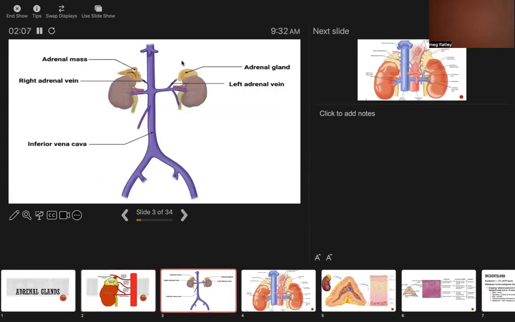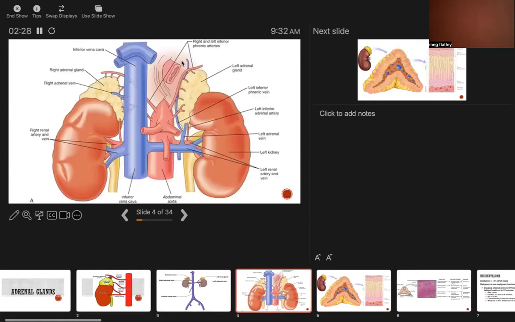And then to your point, for the venous drainage, the left side, which is farther away, comes off of the renal vein versus the right side comes off the IVC for the vascular drainage to the adrenal glands. These are all actually testable things. I've seen these things in test questions, so important to know.